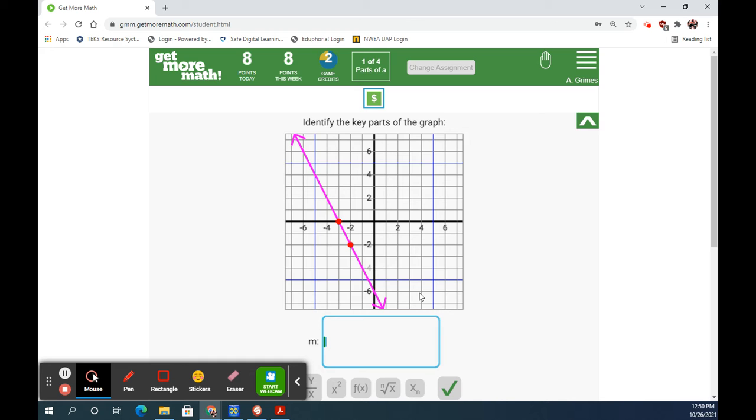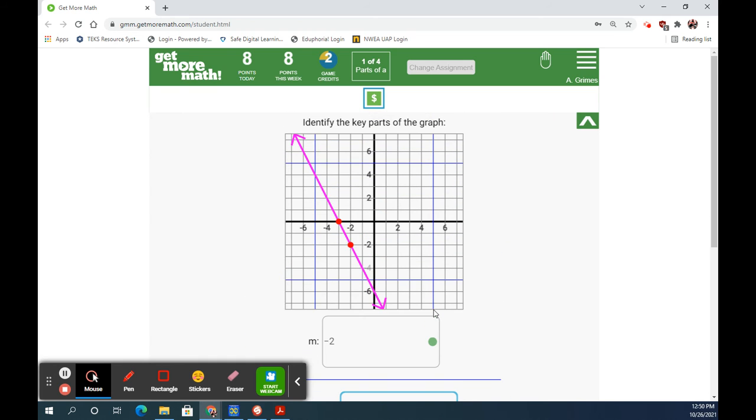All right. Does everybody see those 2 big red dots there? So, starting here, how does it go? Up 2 and what? So that's 2 over. So what's the slope? -2. Again.